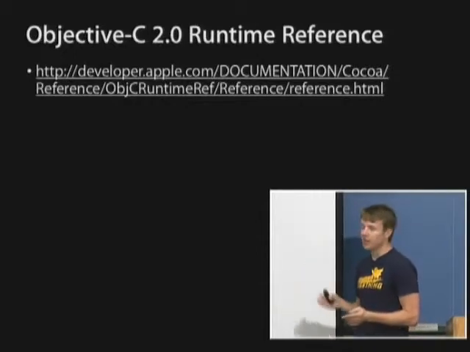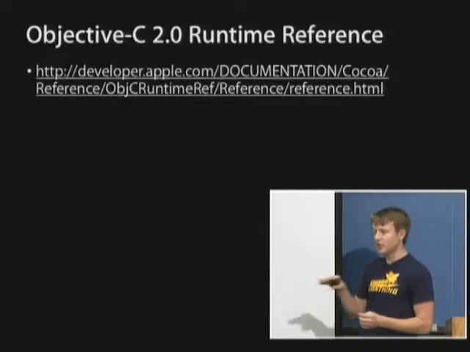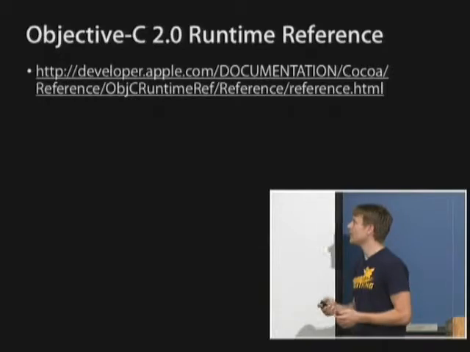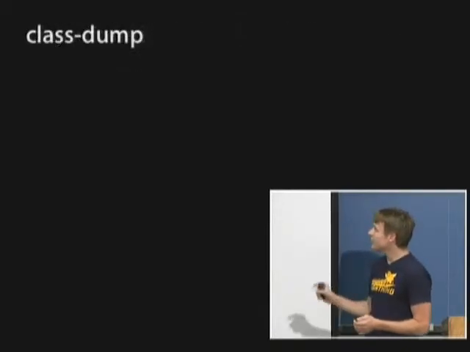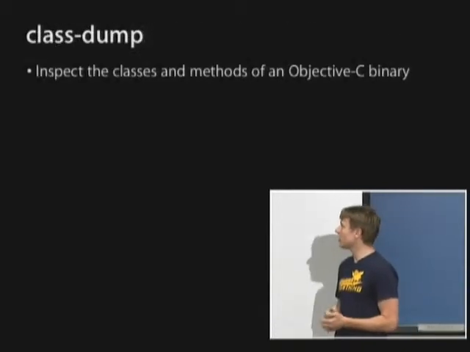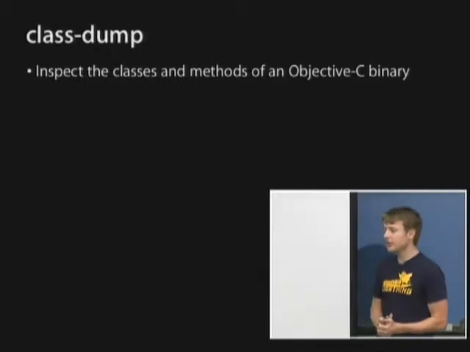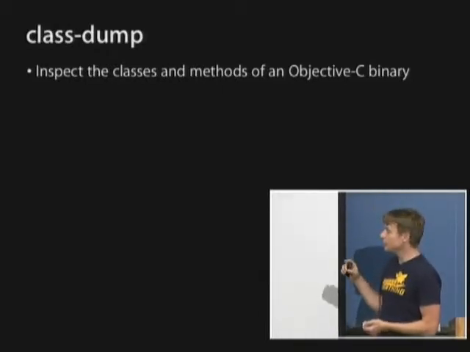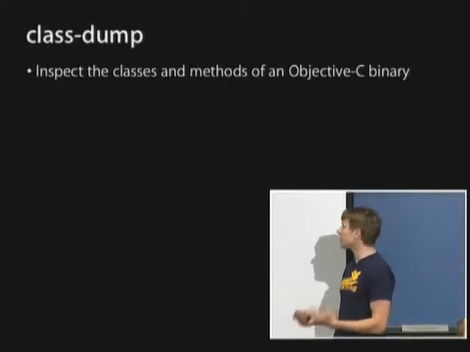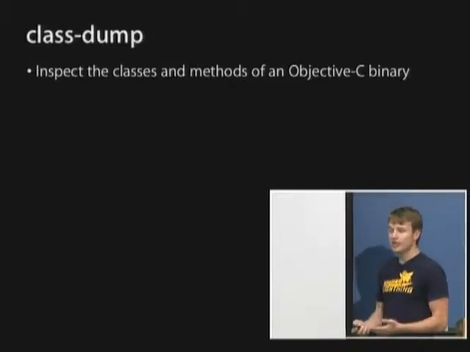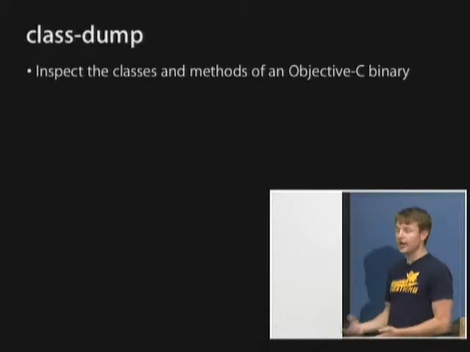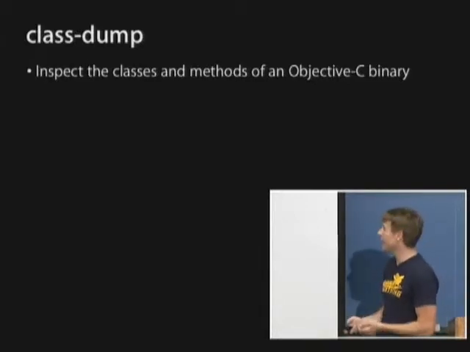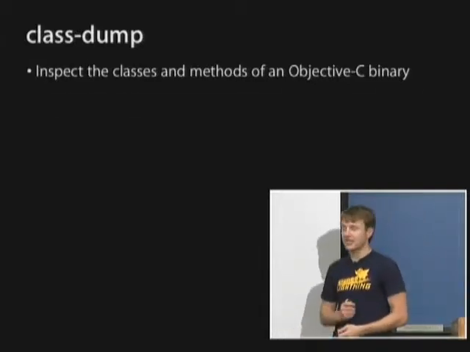It's sort of a good counterpart to those obj.c/runtime.h headers. One last topic along these lines is this tool called ClassDump. You can give it an application binary, and it'll print out to you information about all the classes and methods within that binary. So you can give it a Mac OS X application or an iPhone app, and it'll tell you about the classes and methods inside it.